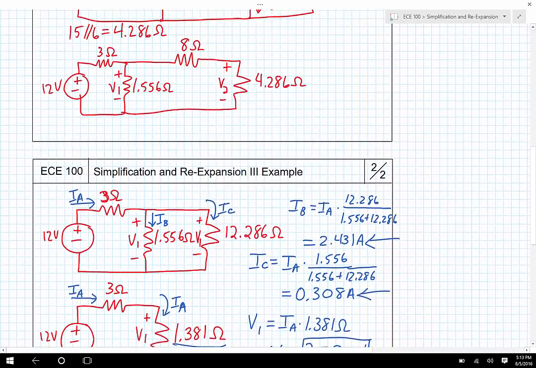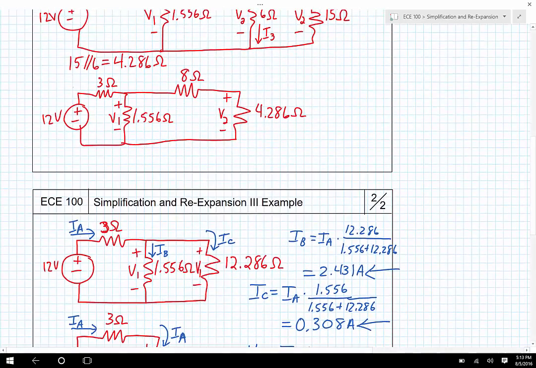Okay, speaking of the next step, I can now move back up, and I have I sub A is right here. I sub B is flowing downward through the 1.556 ohm resistor. And I sub C was flowing through the 12.286 resistor, but that's really just the combination of the 8 ohms and the 4.286. Because that's a series combination, they have the same current through them, so I sub C can be labeled at every point in that series combination.